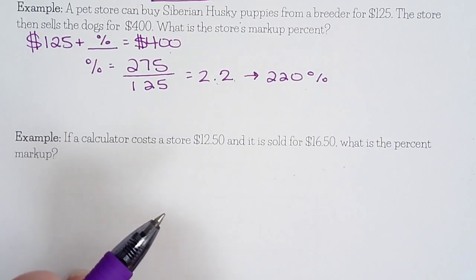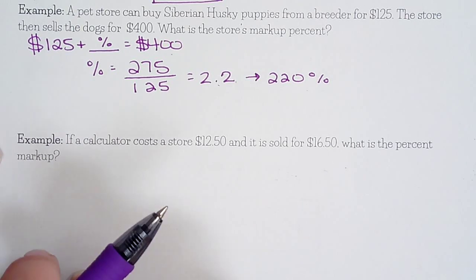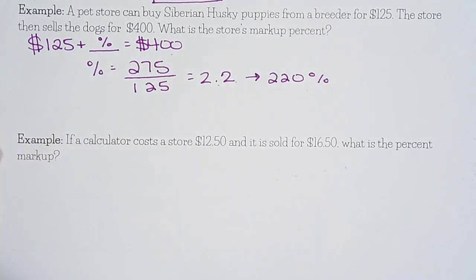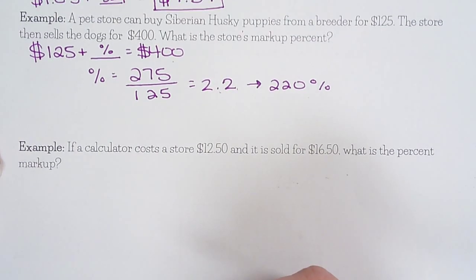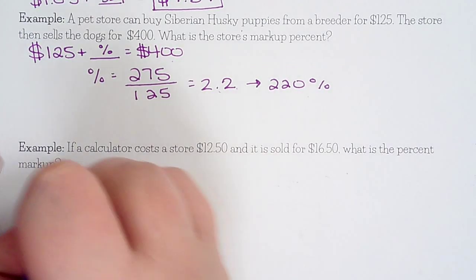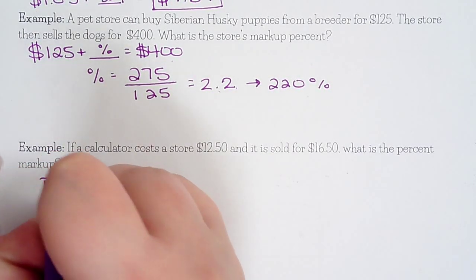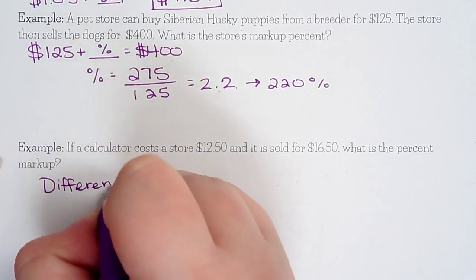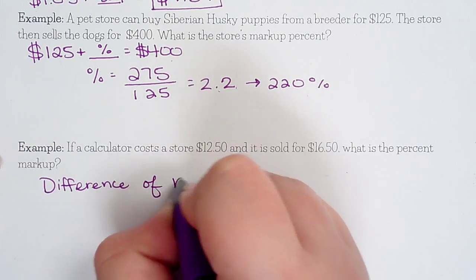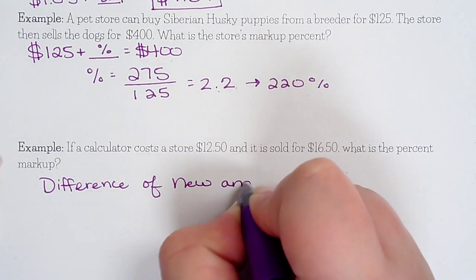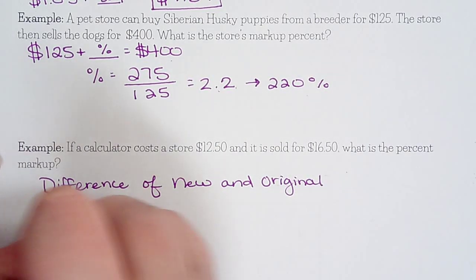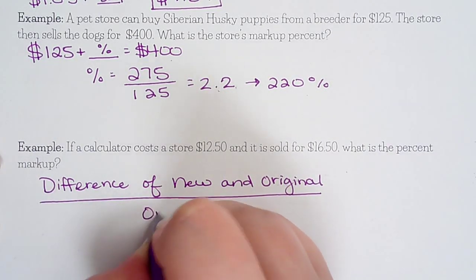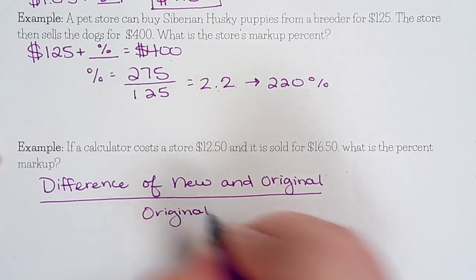If a calculator costs a store $12.50 and it is sold for $16.50, what is the percent markup? Well, what did we do last time? Let's pick apart the last problem. We found the difference of new and original. We then divided it by the original.